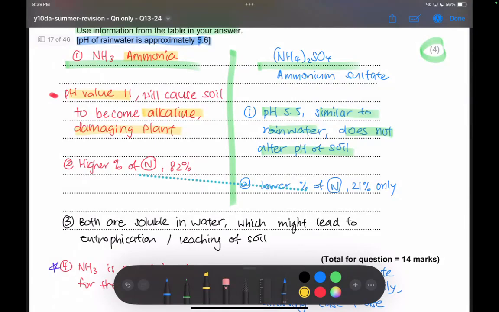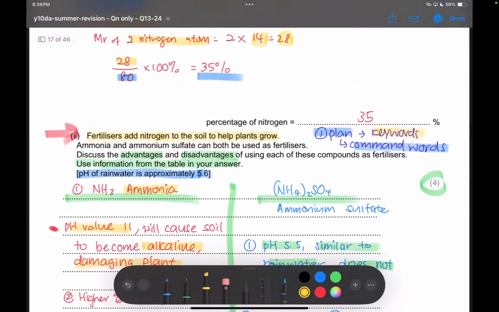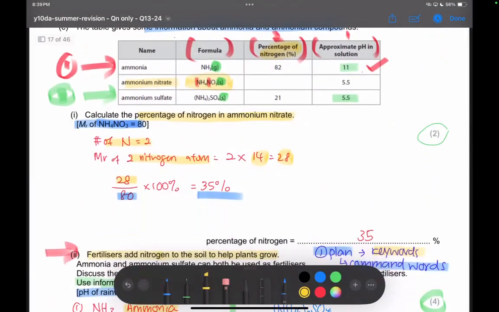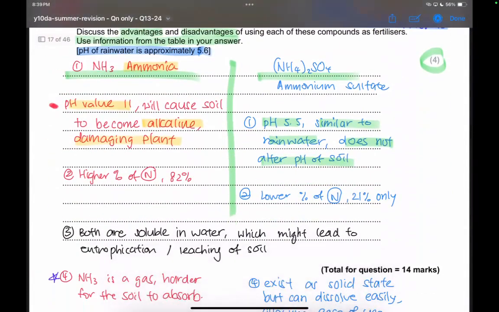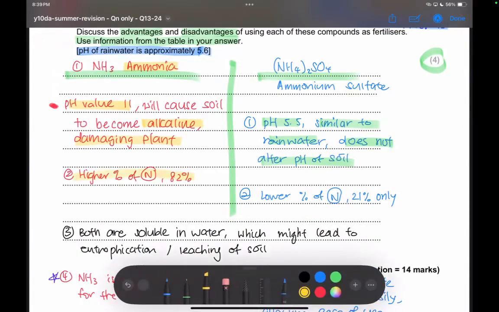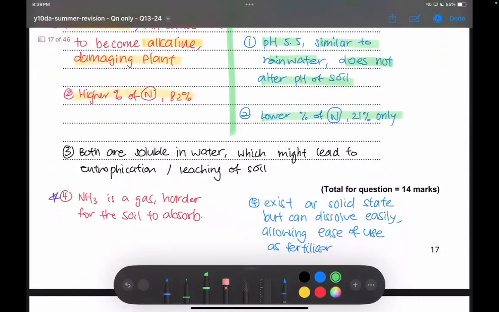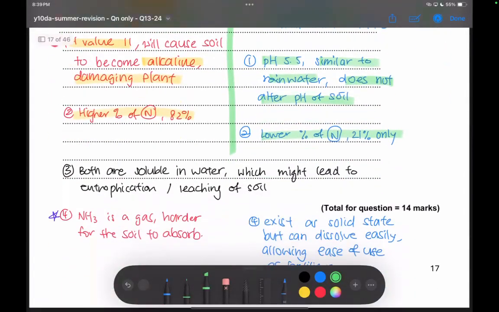Next thing I want to talk about here is the percentage of nitrogen, which is the second last column over here. So the higher the percentage of nitrogen, the better the fertilizer, isn't it? So for ammonia, it has a percentage of 82, whereas for ammonium sulfate, it has only 21% of nitrogen, so it's not as efficient as a fertilizer compared to ammonia, which is NH3. This alone has two main points really.